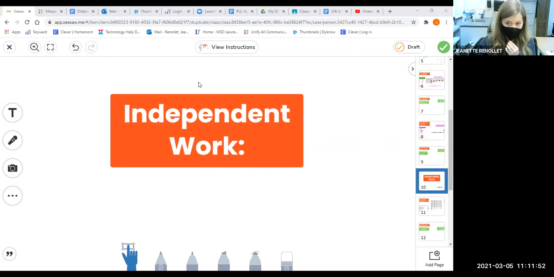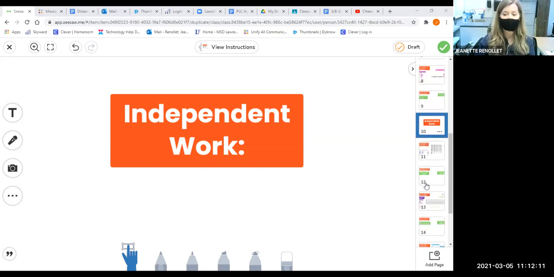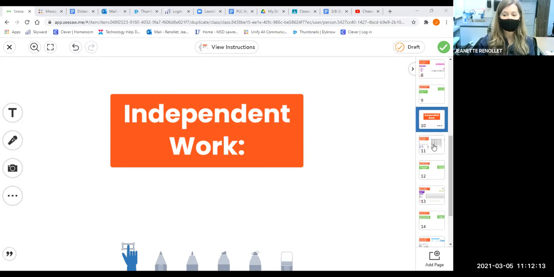Great focus today during math. Let's talk about your independent task. All students are listening so they know what to work on independently today. On slide 10, it says independent work. You need to complete all of the slides after slide 10. Let's take a peek at what those are.